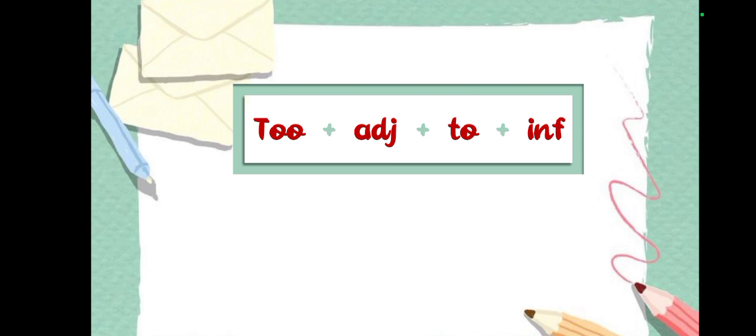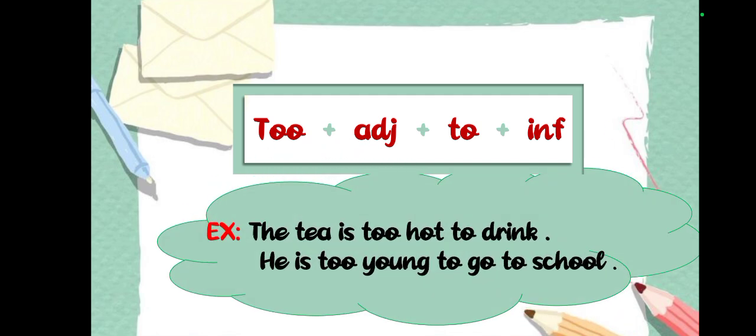Okay, we can use too plus adjective plus infinitive to give results. For example, if I tell you the tea is too hot. Okay, so the tea is hot. So what's going to happen? It's too hot to drink. Here I give a result. The tea is hot. Hot for what? To drink. He is too young. Too young.